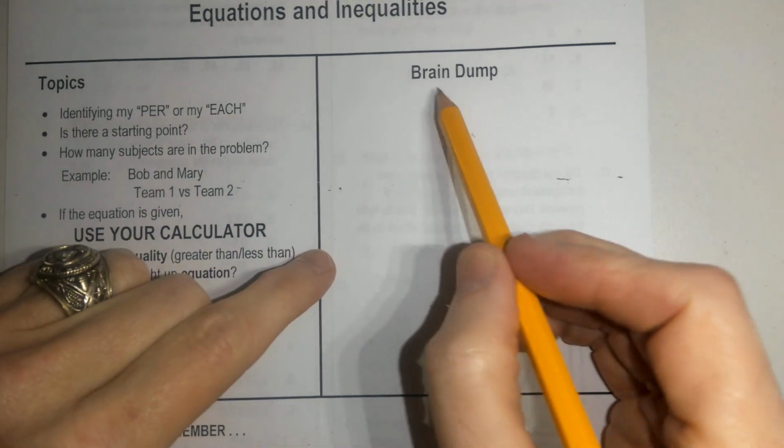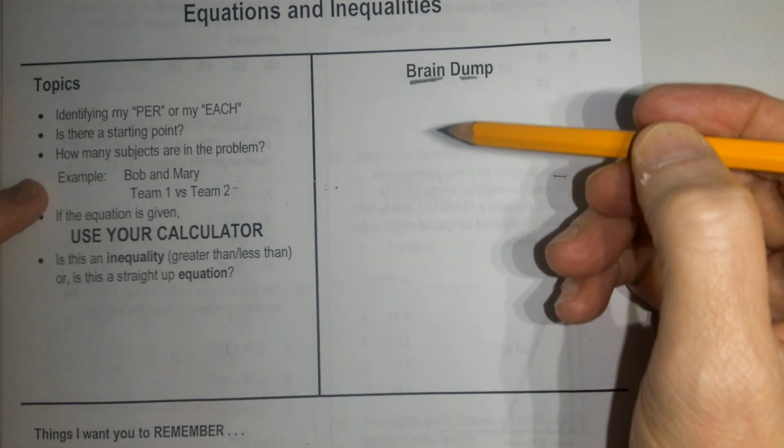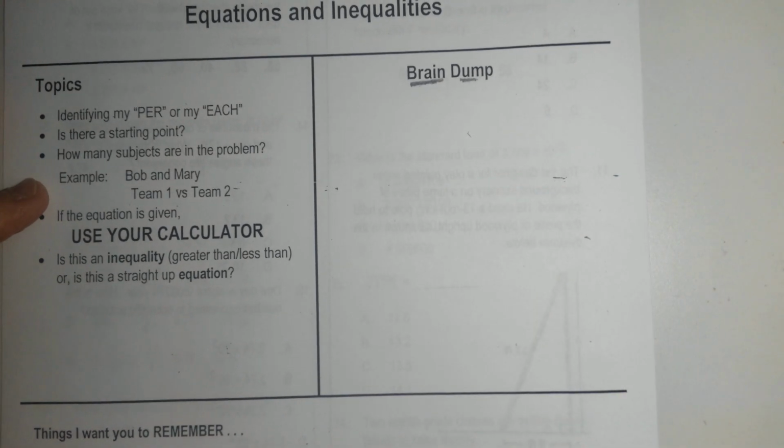Welcome back. So we're just going to take a minute. This is called a brain dump. Right now we're just reviewing equations and inequalities. You're going to take 1 minute to 5 minutes, whatever I tell you, to list as many things as you can about solving equations or inequalities. I'll pause here while you do that.